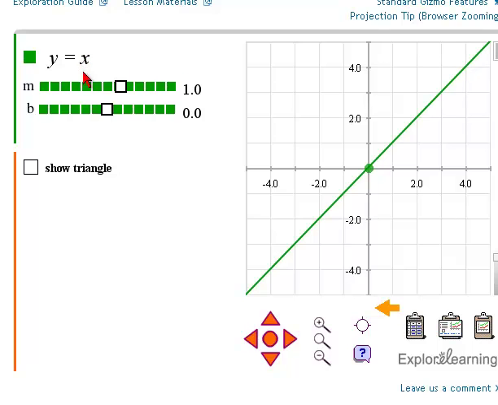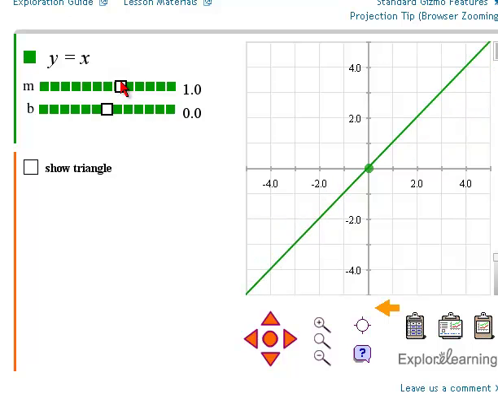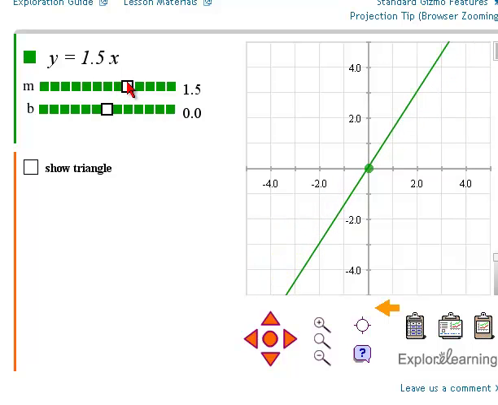And it's nice to show them that as they reduce the slope, so it's now 0.6 over 1, so the run is 1, and the rise is 0.6, that it makes the line more shallow. And as they increase the slope to, now let's double it, we've kept the run constant, and we've increased the slope by doubling it to 2, right, which makes for what we call a steeper slope.